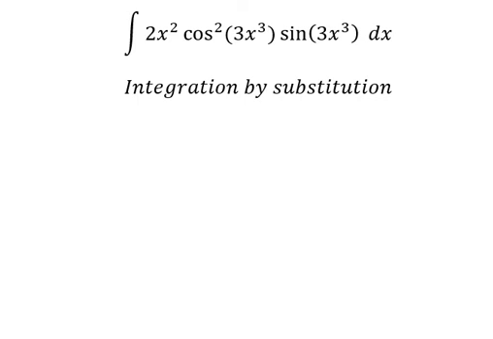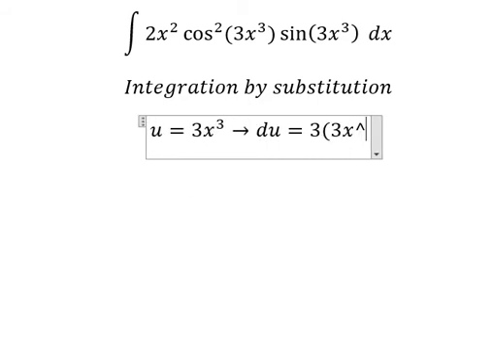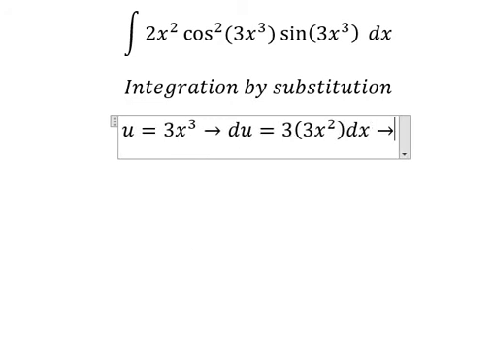So I will put u equal to 3s to the power of 3. Later, we need to first take the derivative of both sides, and we have 9s squared ds. Because we don't have the number 9 in here, we need to divide both sides by 9.